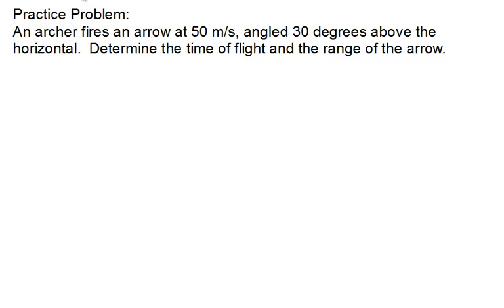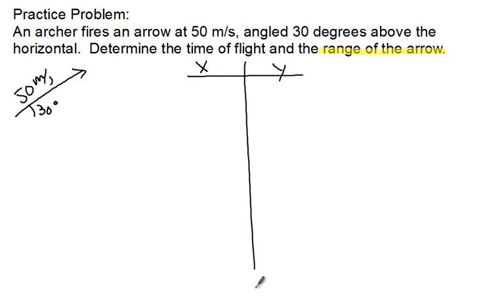Range is a word that we haven't seen before. But what do you think range means? Okay, if you guessed the delta x, then you guessed correctly. So we're going to set up a little vector here, and I'm going to draw the velocity vector. 50 meters per second, angle 30 degrees above the horizontal. Okay? Then I'm going to draw my XY table. That's going to allow me to put in information to keep my thoughts organized.